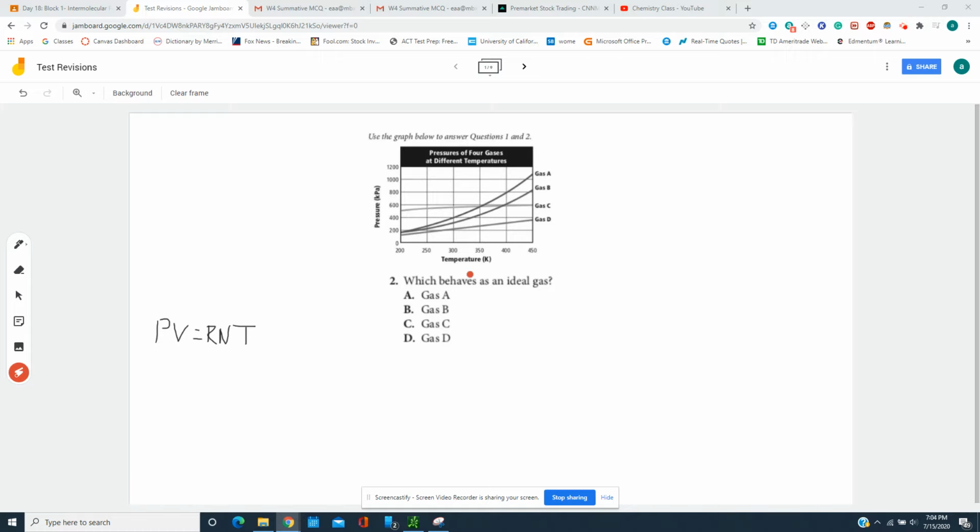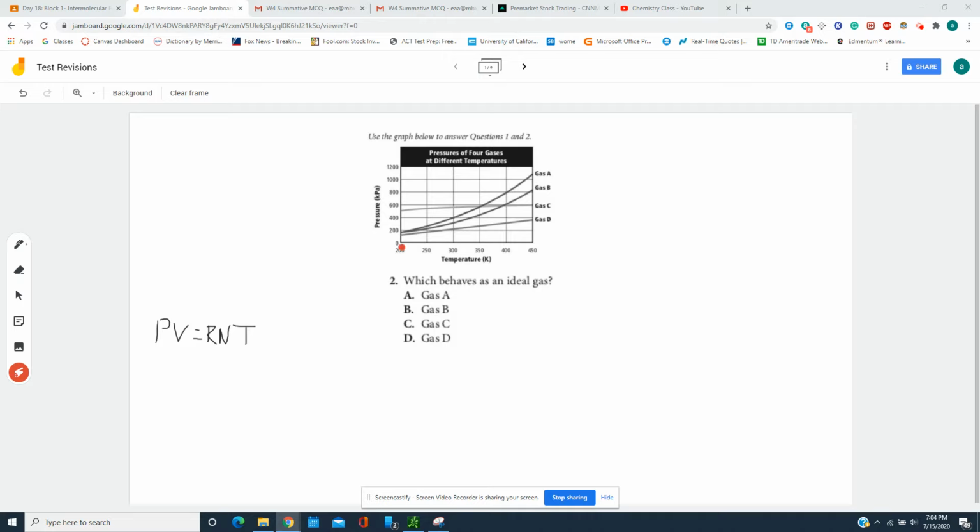So in this video, I'll be discussing my test revisions and the problems I did incorrectly. Which behaves as an ideal gas? So pretty much an ideal gas is a gas that abides by the gas laws.